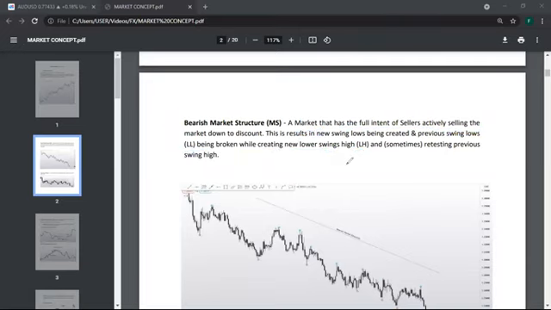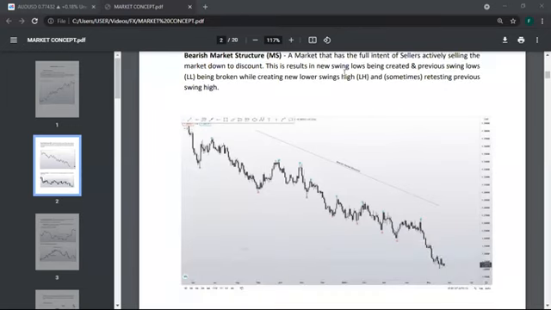So what does that mean? A bearish market structure, what does that mean? Essentially the market has this sort of pattern, creating new lows and creating lower highs, creating new lows and lower highs, and again new lows and lower highs, all through.